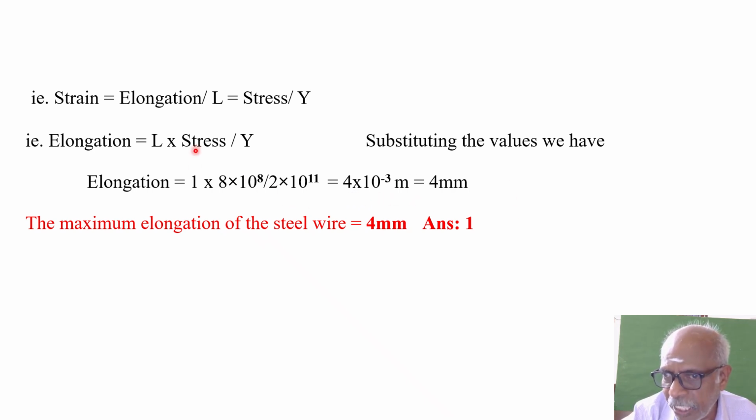When this stress is maximum, the elongation will also be maximum. It is quite natural. So the maximum elongation of the steel wire is equal to 4 millimeter. Option 1 is the right answer. It's a very simple question.